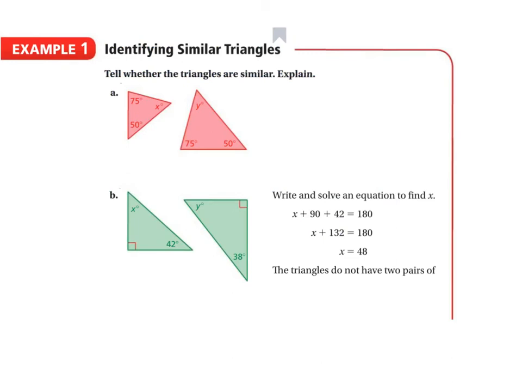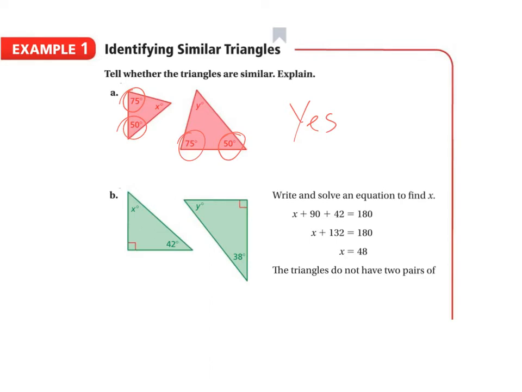Now let's apply it. Tell whether the triangles are similar. So we look over here and we see that this one has 75, 75, 50, and 50. So we know that X and Y are also the same. So this one is a big yes.